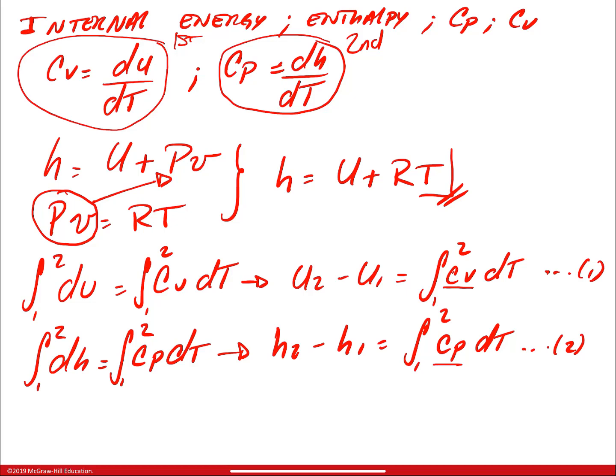When you have an exercise, whatever that is, you're gonna have two states, state number 1 and state number 2. Those states are gonna be associated with temperatures. You most likely are gonna be given temperatures, and if not, you have to look for those temperatures so you can fully develop this equation in order to find internal energy and enthalpy.